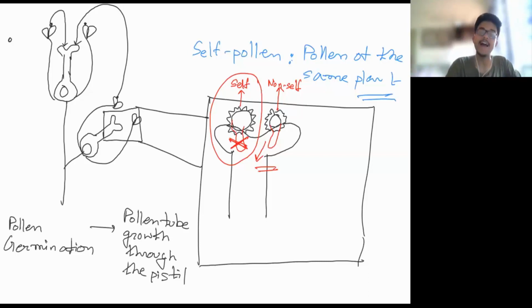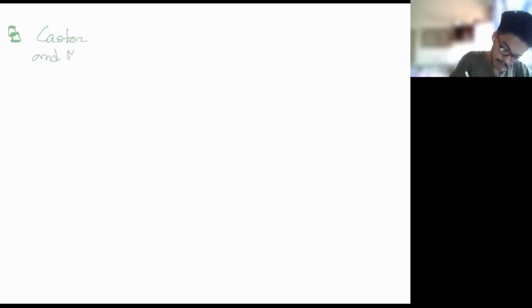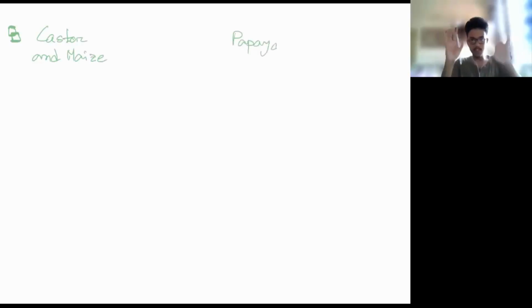So essentially, it has to be cross-pollination with another flower so that we can obtain fertilization. Okay. So here are some examples given in the NCERT. Let's just take a look at them. So we have castor and maize, and another example we have papaya. So let's just give it a think.